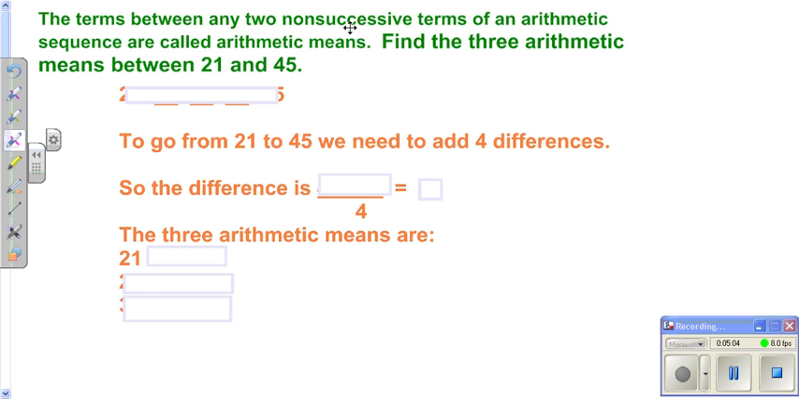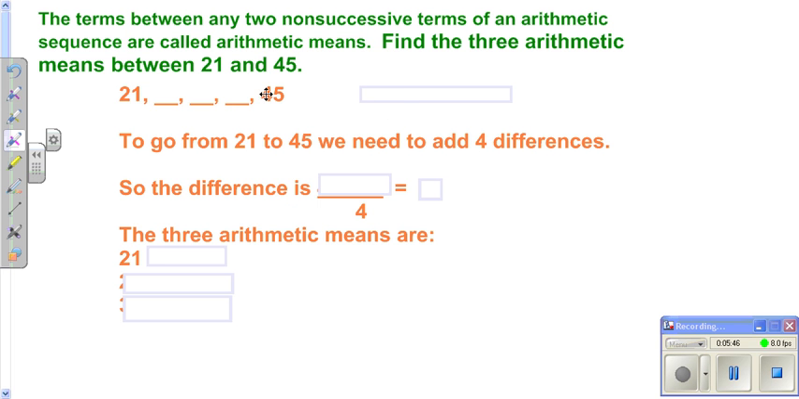The terms between any two consecutive or non-consecutive terms of an arithmetic sequence are called arithmetic means. So here, we're asked to find the three arithmetic means between 21 and 45. So that means there's going to be three numbers in between these two, so that it really ends up forming an arithmetic sequence. So I'm going to treat 21 as my first term. Since we're trying to find three arithmetic means, I'm going to leave three spaces for the three separate numbers. And then I'll put down my last one, which is the 45.